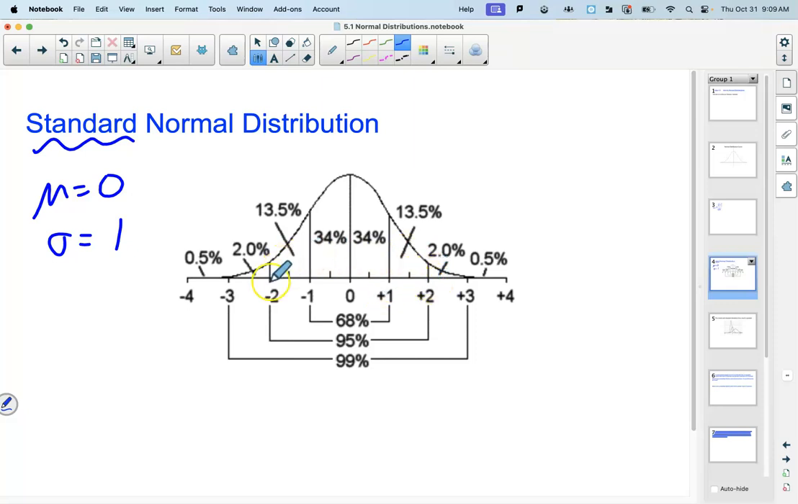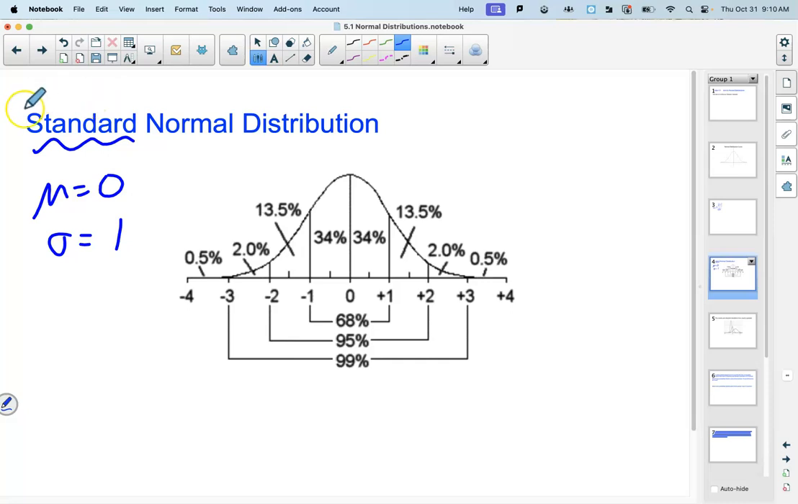Between 2 and -2 standard deviations, that contains 95% of our area under the curve, at probability 95%. Between -3 and 3 is 99%, leaving just 1% outside of 3 standard deviations from the mean. Of course, we can use the symmetry to split those in half. The 68 is a 34 and a 34. The 95 would make that 13.5 and 13.5 and so on.